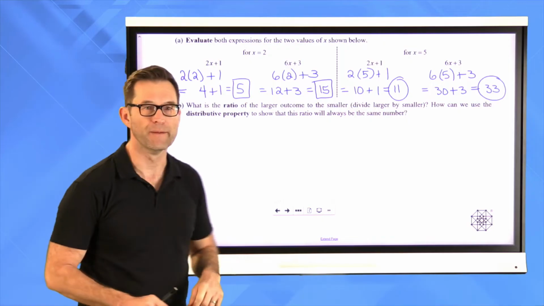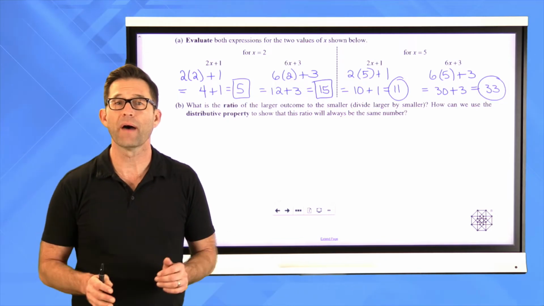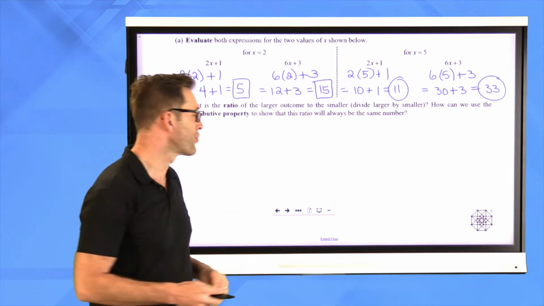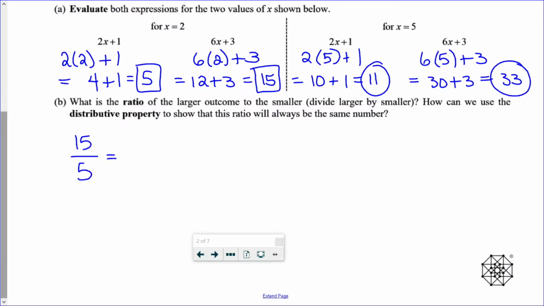What is the ratio of the larger outcome to the smaller? In other words, divide the larger by the smaller in each case. How can we use the distributive property to show that this ratio will always be the same number? Well, simple enough. Let's talk about that ratio. In the first case, the ratio of the larger to the smaller, 15 divided by 5, is equal to 3. And in the second case, we've got 33 divided by 11, and that's also equal to 3. So in both cases, the ratio is equal to 3.